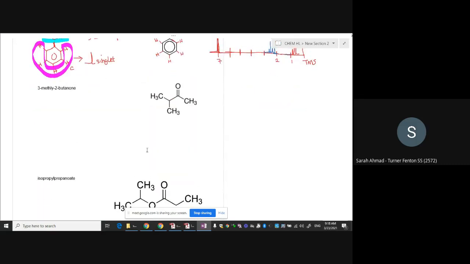So start working on 3-methyl-2-butanol. We'll see how far we get. For homework, you're going to do isopropyl propanoate. You're going to draw the NMR. You will not cheat and look at the NMR because then you won't learn. But once you're done, you're going to look at the NMR and see how you did, and you'll probably do good, and you're going to pat yourself on the back. And if you don't get all of it, no problem.